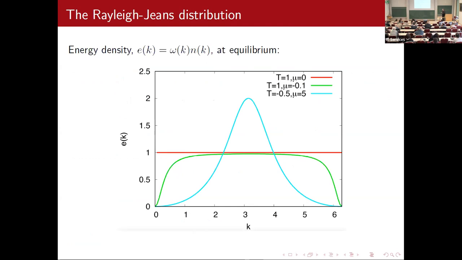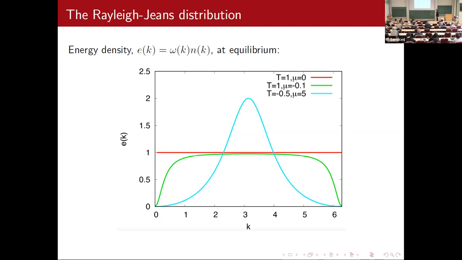This is important, what I'm going to say, and this is the plot of the Rayleigh-Jeans distribution for different parameters. You see that if the chemical potential mu is zero, then you have constant temperature. This is equipartition of energy. On the other side, if you have a temperature that is negative, then the distribution of energy is at high wave numbers, okay? There is nothing special about these negative temperature states, but the main difference is that the energy is concentrated around high wave numbers, okay?